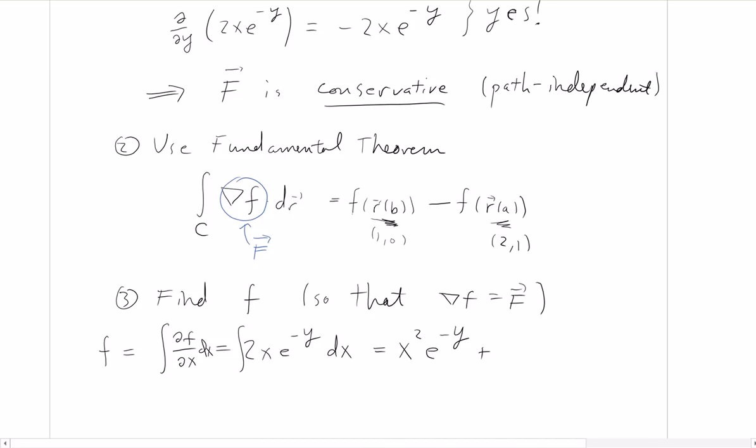But we only integrated with respect to x here. We pretended that y was a constant when we did this integral. So, when we write plus a constant, that's only a constant from the point of view of the variable x. It could be something that depends on y, so I'm going to call it g of y. So in other words, it doesn't depend on x. It's a constant as far as this integral was concerned, but it might have y's in it.